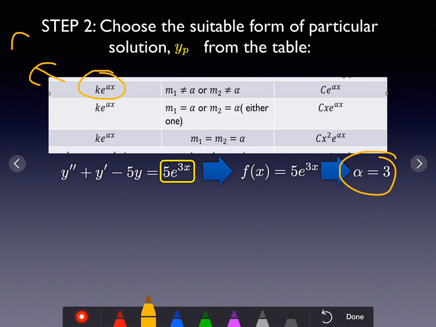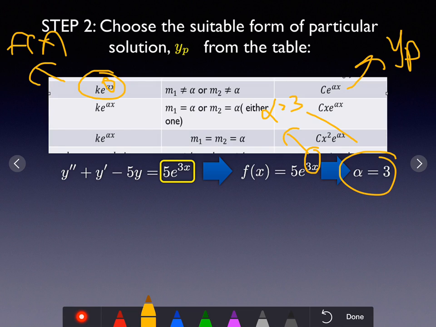Basically, this refers to your f(x), and this refers to your yp form. For your f(x), this is the alpha x, so that means alpha equals 3. So that means this is what I have here. Once I have alpha equals 3, what I'm going to do next is compare with the roots that I have from the previous step.